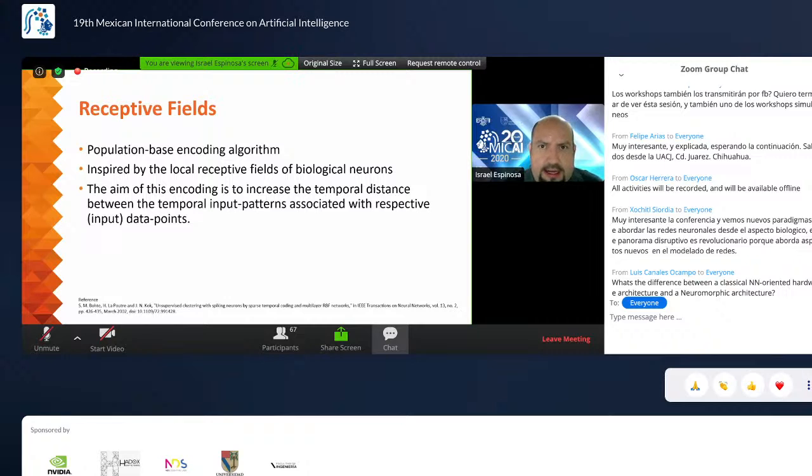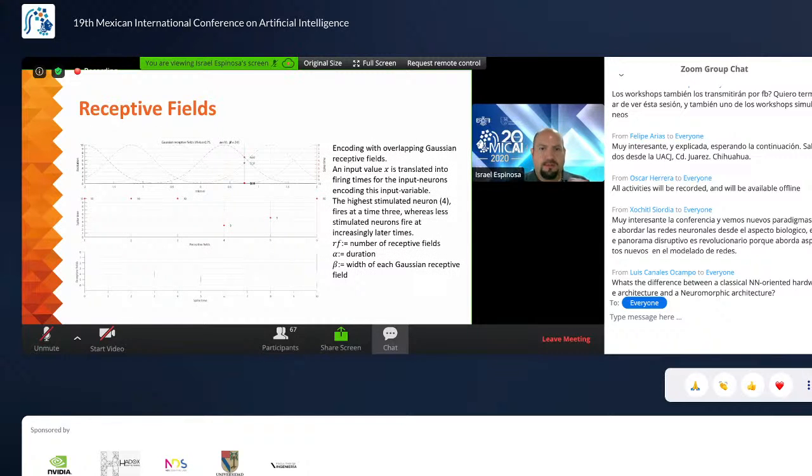But it is better if I do it with the signals. I hope you can see the plots. They are a little bit light. So for this receptive field, we have to define three things. So let's say that we have a real number. In this example, the real number x is equal to 0.75. So the three things that we have to define are, number one, the number of receptive fields that we want to use. If we have many receptive fields, that means that we can have a more accurate representation.